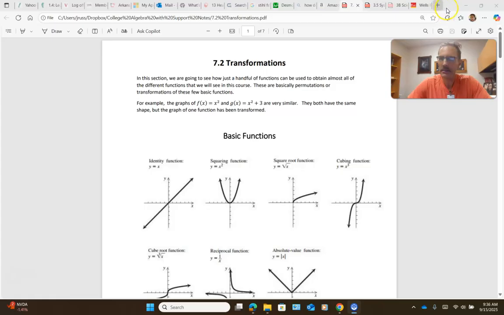Alright, welcome back guys. We're going to be looking at section 7.2, and as you can see this is on transformations. We actually saw some transformations or types of transformations when we were talking about symmetry. So for example, when you have y-axis symmetry, like think of a parabola from a quadratic function, one side of that parabola is reflected about the y-axis to get the other side. Well, that is a transformation.